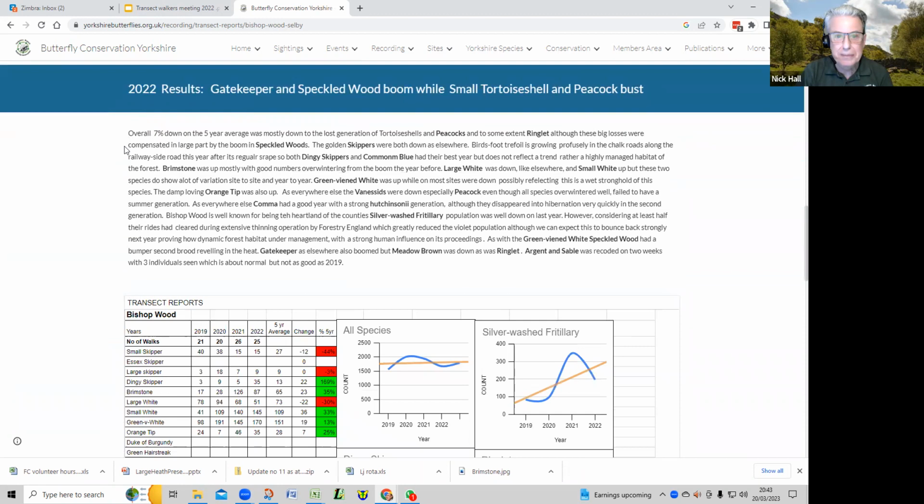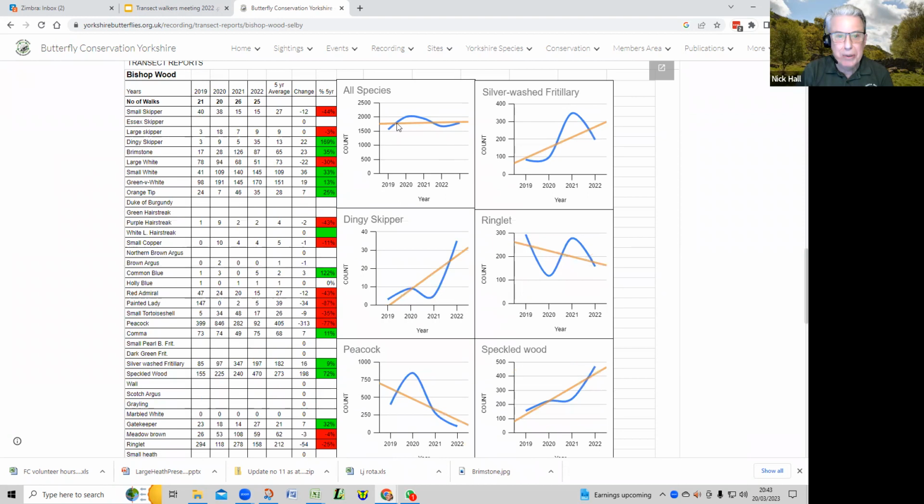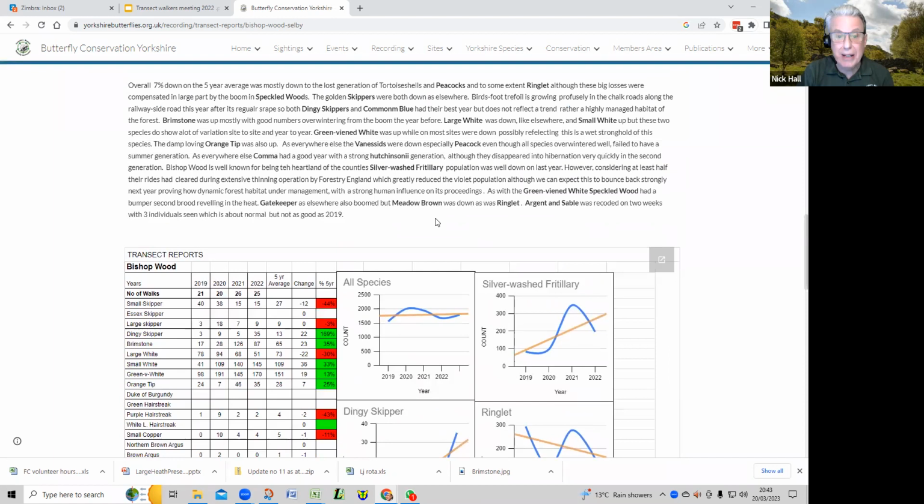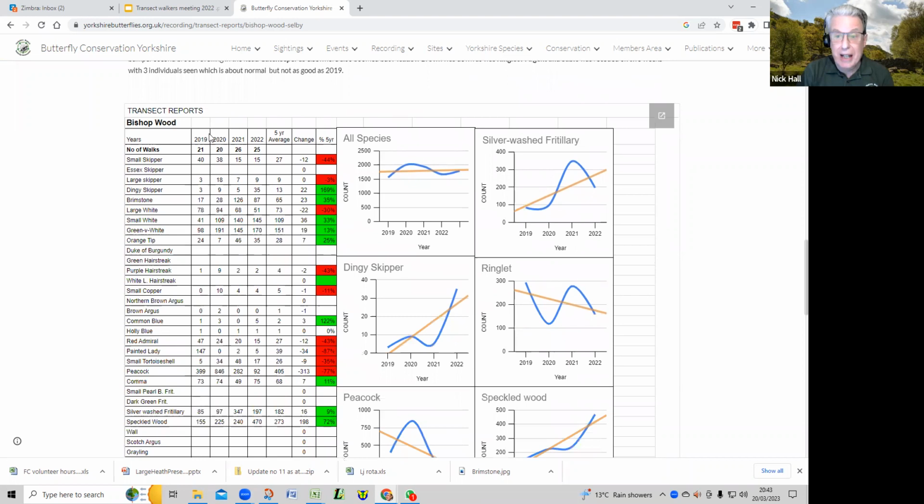So gatekeeper, speckled wood boom, small tortoiseshell, peacock bust is the biggest story. And you see here the typical red green, this is compared with the 5-year average. This is the 5-year average for itself. So this is how it's varying on the site. And what we talk about in here is how that variation compares with the Yorkshire changes. And that is the critical bit from the point of view of Yorkshire wildlife: when we start to compare how a site changes with the Yorkshire average, you begin to pick out site effects. And that's really important to Yorkshire wildlife, to know what's happening on that site.